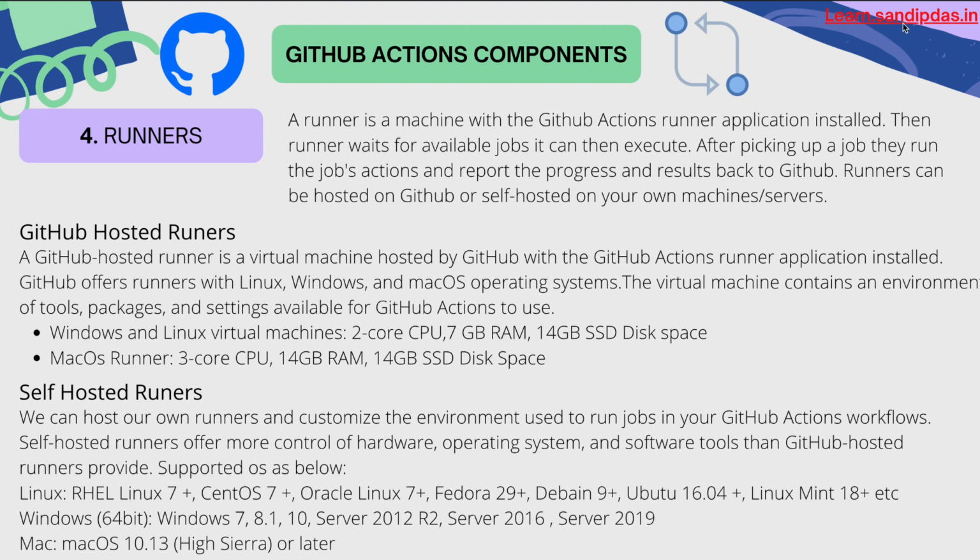Okay. For Windows and Linux virtual machines, we have 2-core CPU, 7 GB of RAM, and 14 GB of SSD disk space. For macOS runner, we have 3-core CPU, 14 GB RAM, and 14 GB SSD disk space. Okay. Now let's talk about the self-hosted runners.